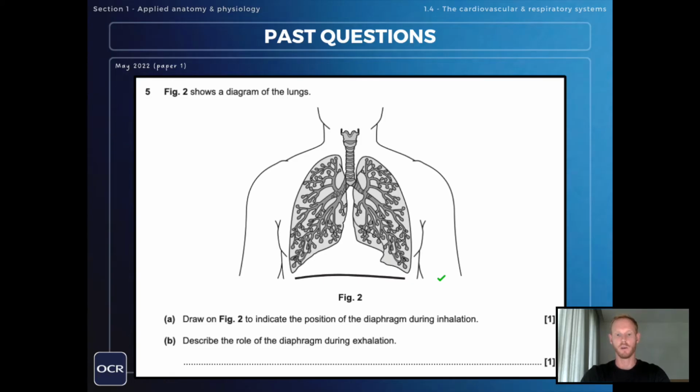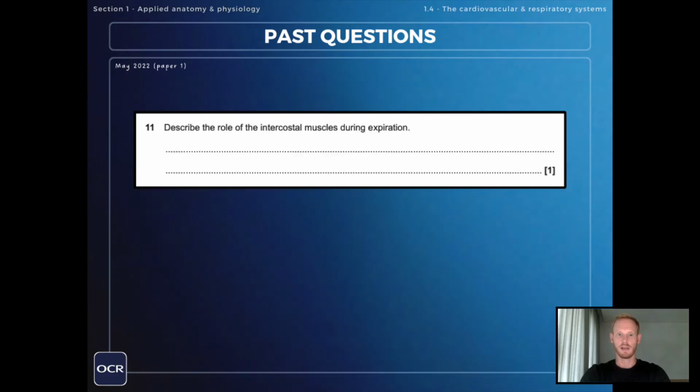upwards. The second part of the question, describe the role of the diaphragm during exhalation or breathing out, and that is it relaxes and domes upwards. This would of course decrease the volume of the thoracic cavity and lungs, increasing pressure inside the lungs and causing air to diffuse outwards. Next up, describe the role of the intercostal muscles during expiration, which again is breathing out. The answer I provided here is that the intercostal muscles relax, allowing the rib cage to move downwards and inwards.